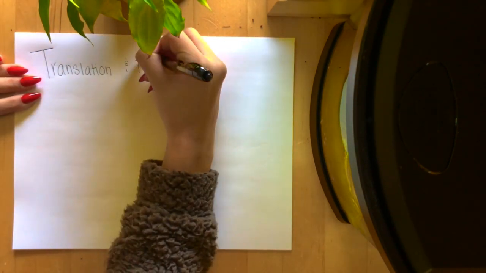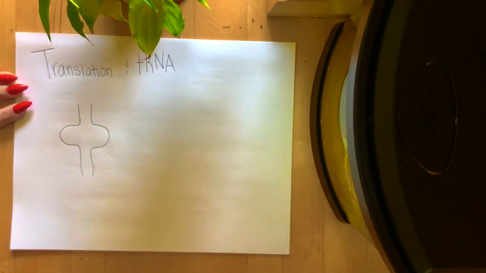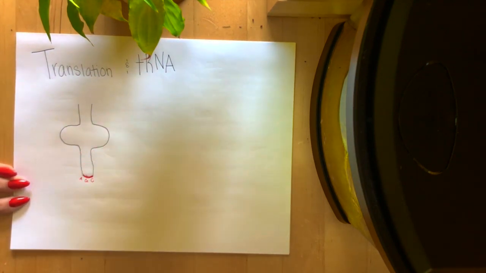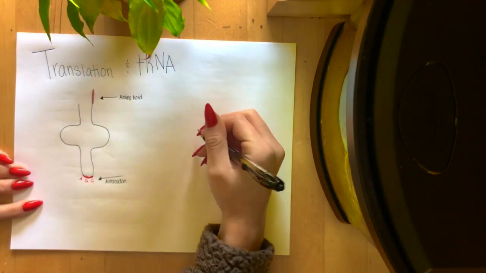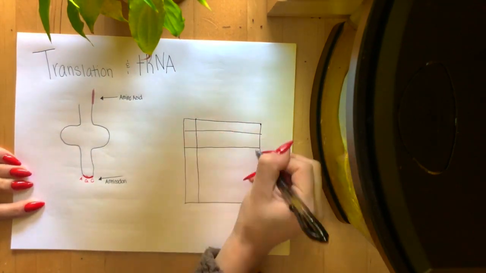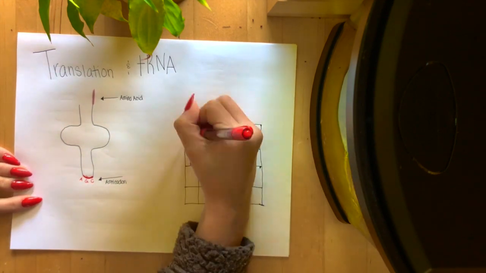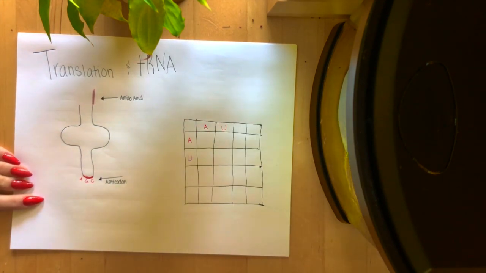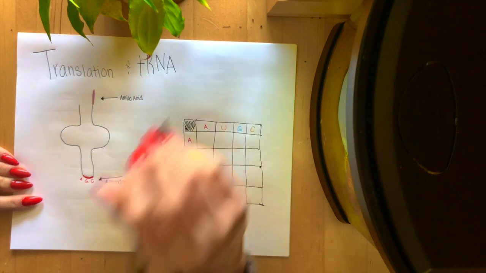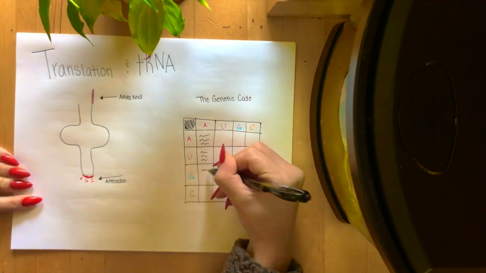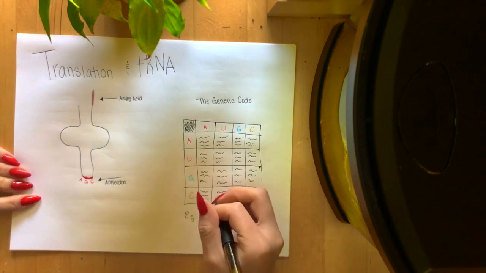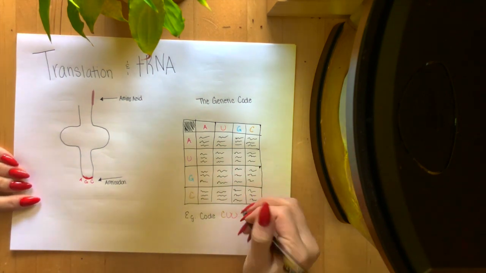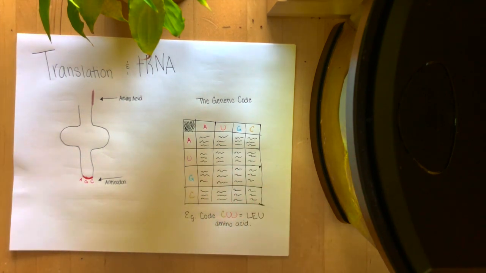tRNA is involved in translation, which is a key part of the central dogma. At the bottom of a tRNA molecule is an anticodon that can bind to an mRNA codon, and at the top is an amino acid. Scientists use a genetic code chart to translate mRNA codons into amino acids. Each codon represents a specific amino acid that can be used to create a protein. For example, the code CUU could translate to the LEU amino acid.